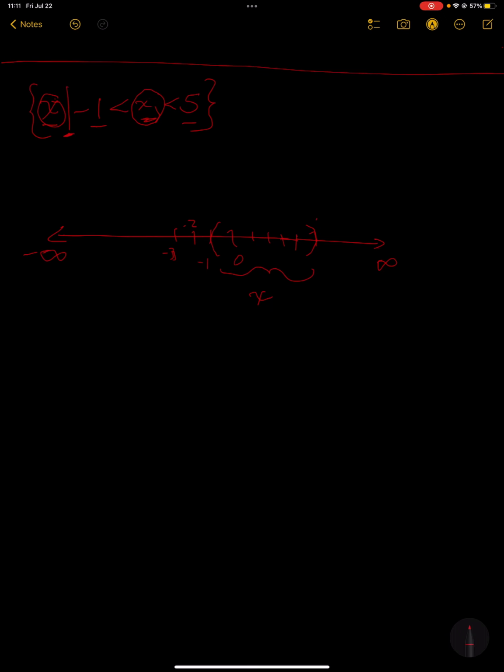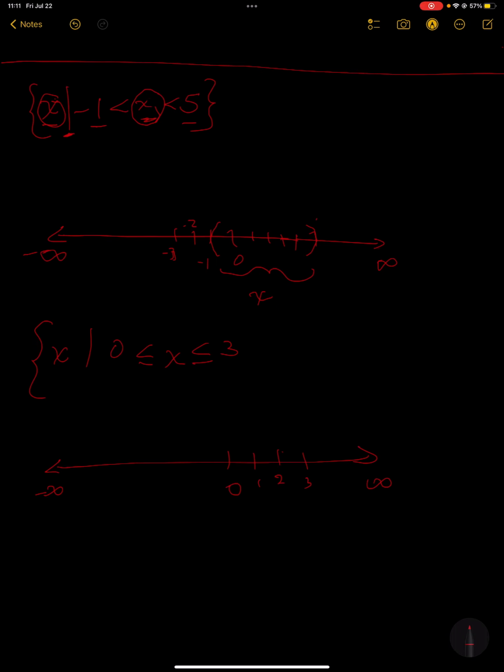Now, let's say we had one that is different. Let's say we had graph x such that x is between 0 and 3, but this time 0 is less than or equal to x, and x is less than or equal to 3. Again, we graph negative infinity and positive infinity, and here we have 0. 1, 2, and 3.